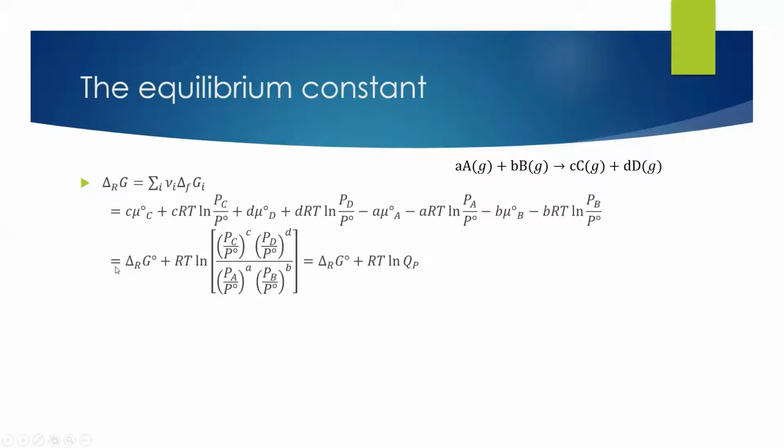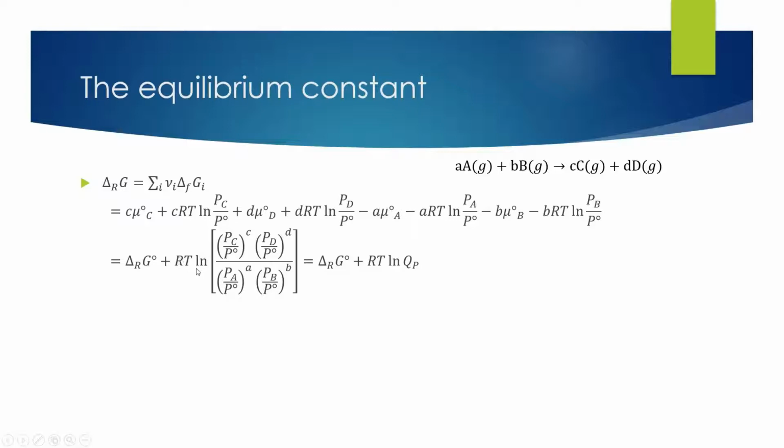With the remaining terms, we pool them together using log properties. So we take our PC over P naught, raise that to the C exponent here, and then multiply by PD over P naught raised to the D, and divide by A and B since they are subtracted from the terms here. And that boils this eight-term equation down into a two-term equation. So the delta G of the reaction is equal to the delta G naught of the reaction plus this correction term accounting for the actual partial pressures.